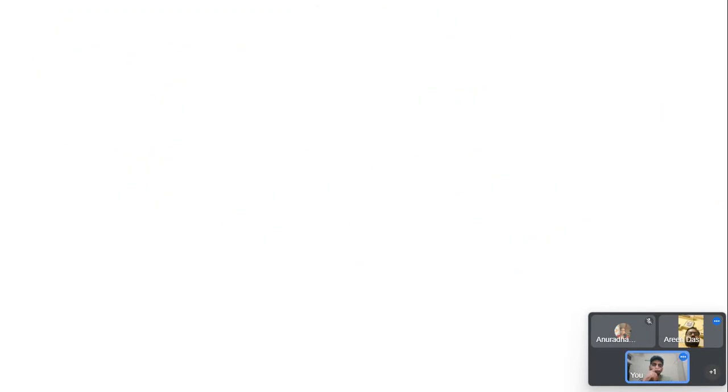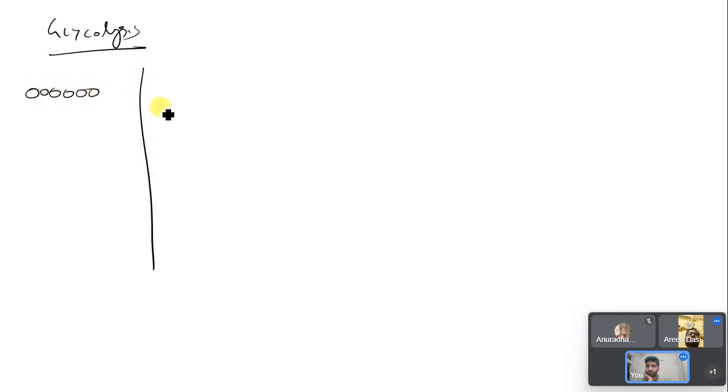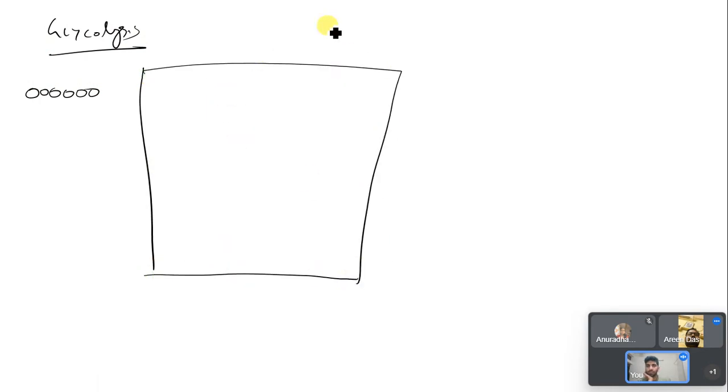Okay, now let's go with the glycolysis part. Now, for example, this is a glucose, and this is a cell. A normal cell. Let's think of this as skeletal muscle. So which kind of GLUT will be present here?